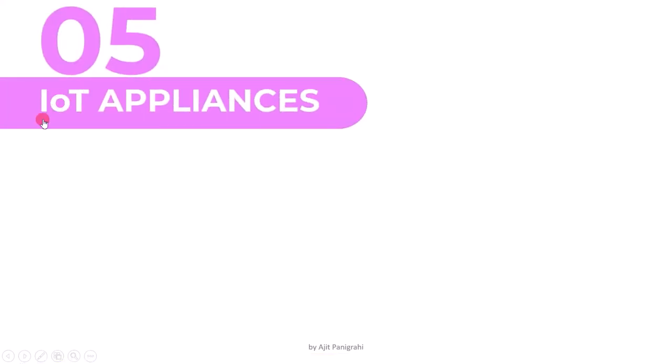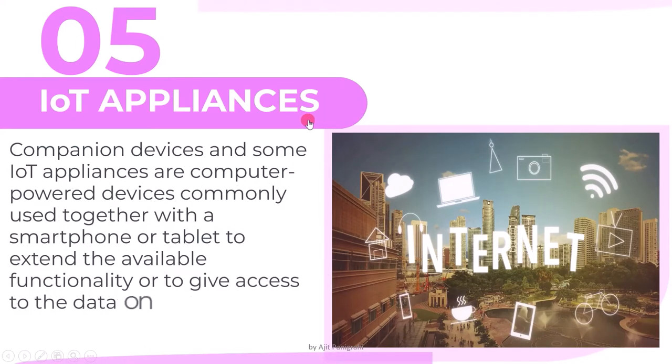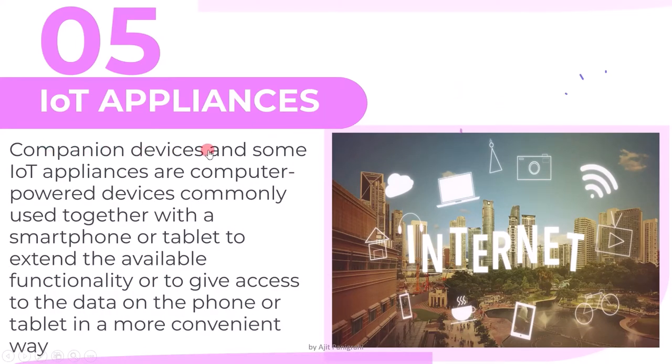And now, we also have companion devices and some IoT appliances. Companion devices and some IoT appliances are computer-powered devices commonly used together with a smartphone or tablet to extend the available functionality or to give access to the data on the phone or tablet in a more convenient way. The companion device has wireless connectivity. The primary device sends and receives data via a communication channel established over its wireless connectivity. Watches and fitness bands are examples of popular wearables.